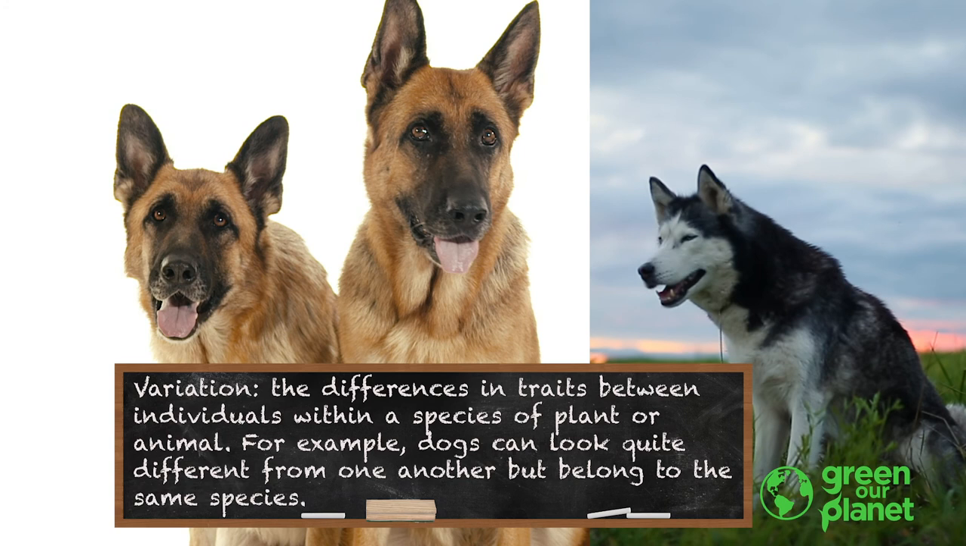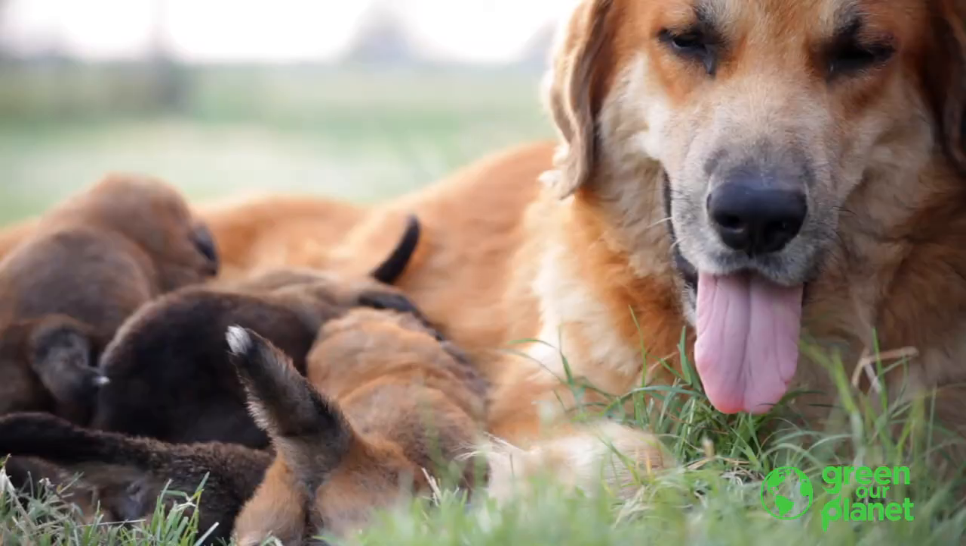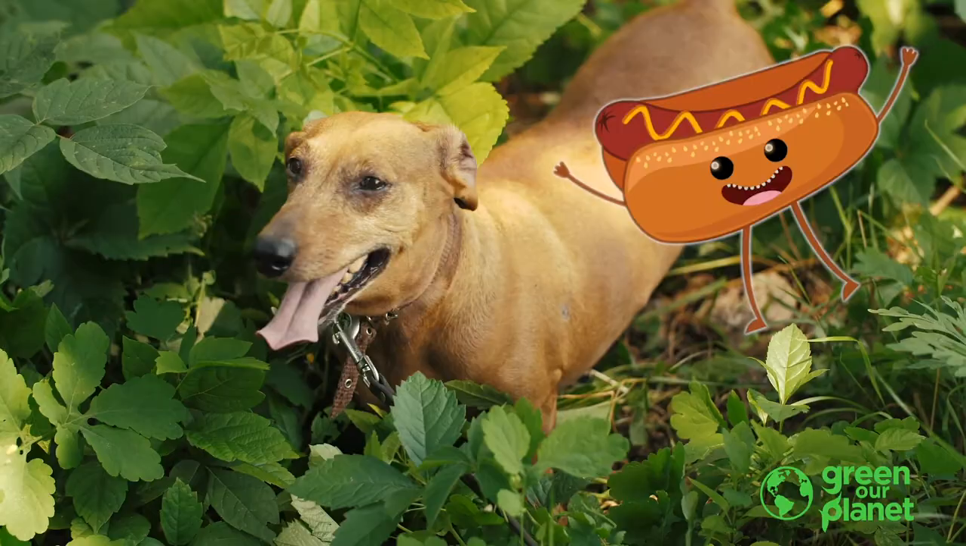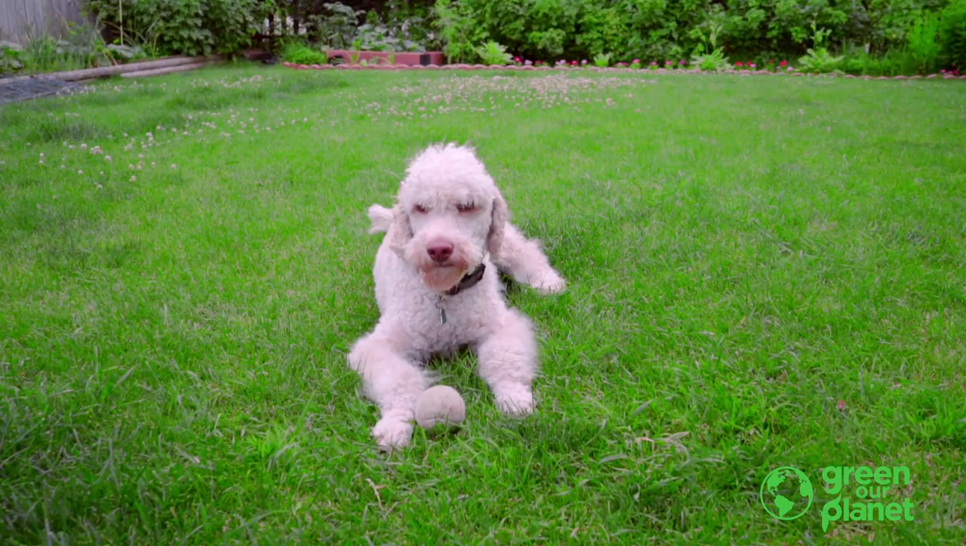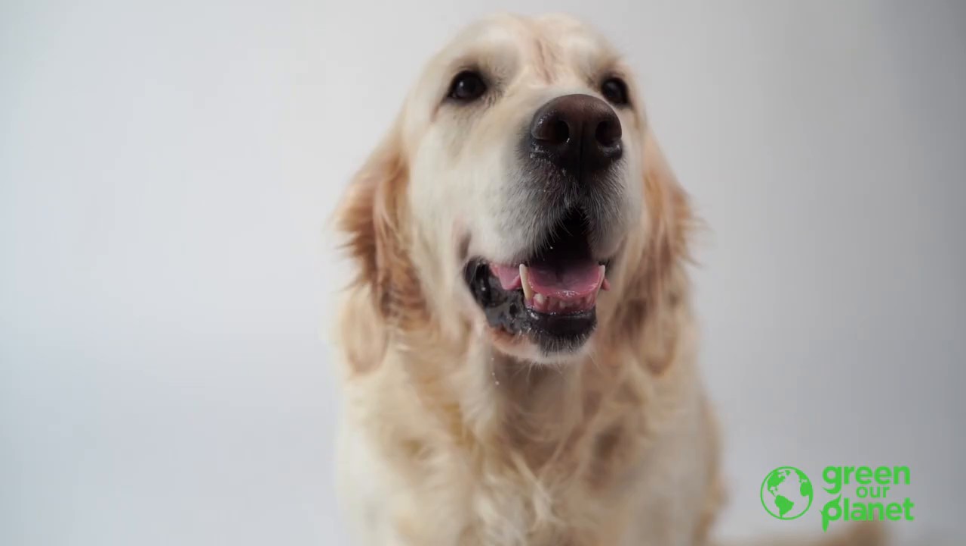And you know what? Just like you and I inherited our traits from our parents, dogs inherit their traits from their parents. That's why wiener dogs look like hot dogs, because their parents look like hot dogs with little legs sticking out of them. And that's why poodle dogs look like poodles, because their parents were poodles. All dogs inherit their traits of size, color, and shape from their parents.